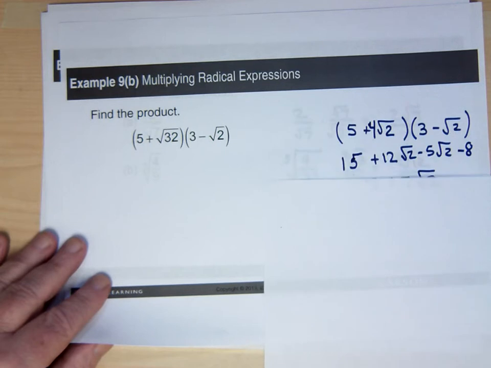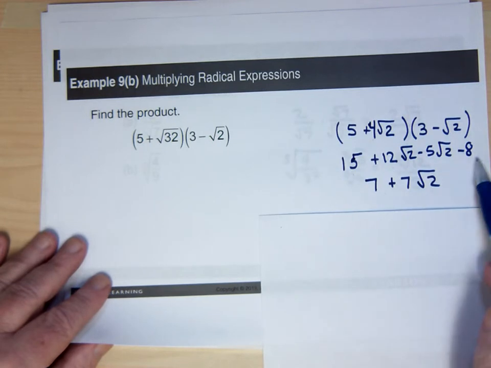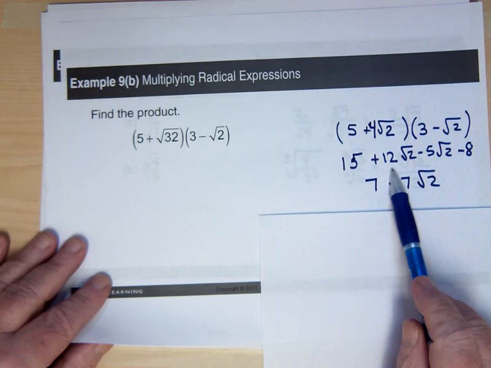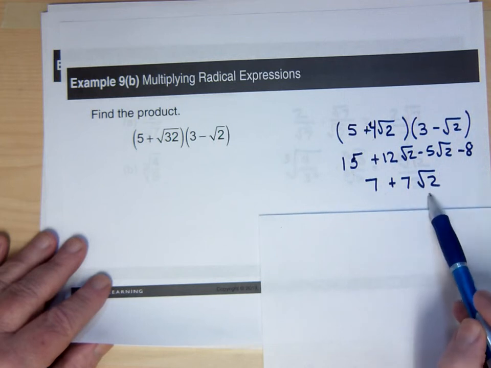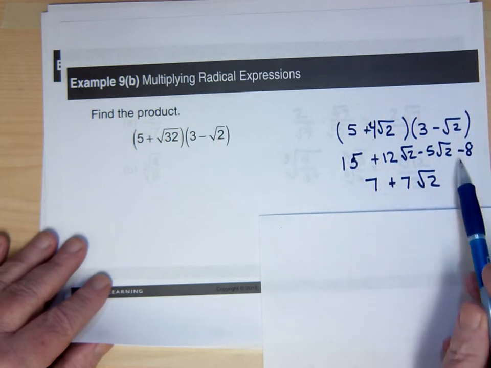So if I do all of that, I'm going to get 15. And I'm doing the simplification. I will have these two middle terms. That'll become, these two will become 7 square root of 2. 15 minus 8 is 7.